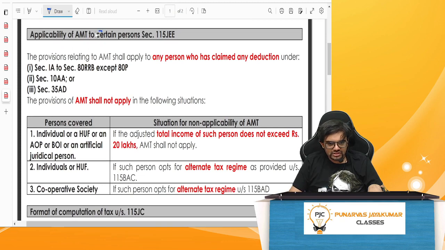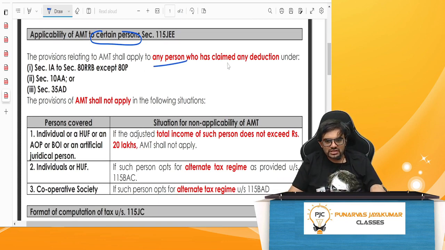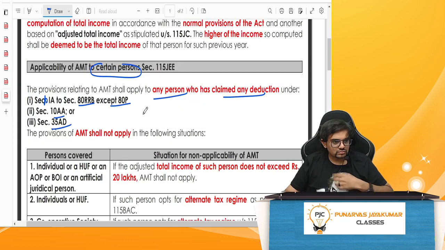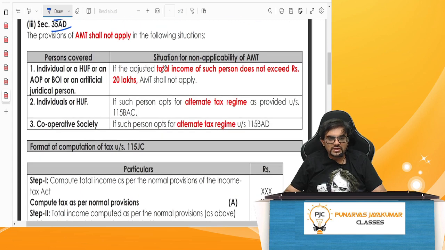Applications of AMT to certain persons. As I told you, the provisions related to AMT shall apply to any person who has claimed any deduction under 80-IA to 80-RRB, except 80P, 10AA and 35AD. Provisions of AMT shall not apply, as I told you, to individual, HUF, AOP, BOI, artificial juridical person.